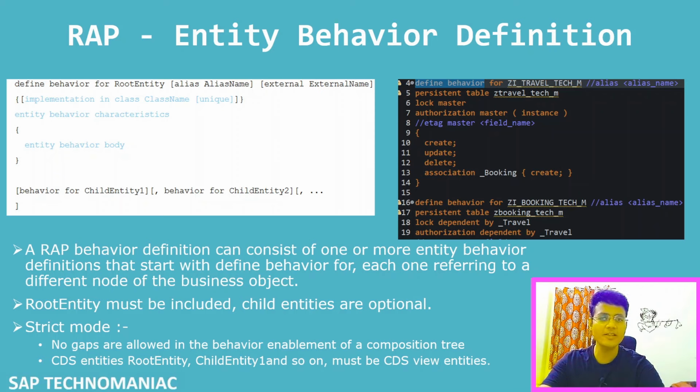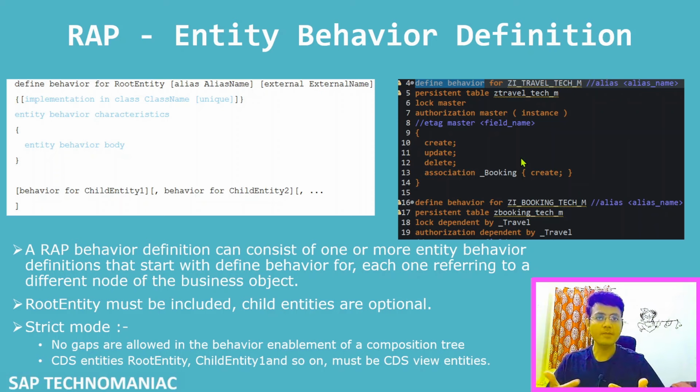In this behavior definition language, to define the behavior of any CDS entity, we have to use define behavior, and we have to write for which CDS entity you want to define the behavior. It can be the root entity, and it can be other child entities as well. In the same behavior definition for a particular business object, we can define the behavior for all the CDS entities. In the same way, we are defining the behavior for our root entity, and we have defined the behavior for the child entities as well.